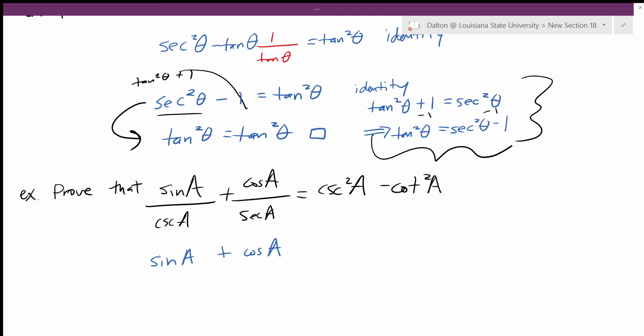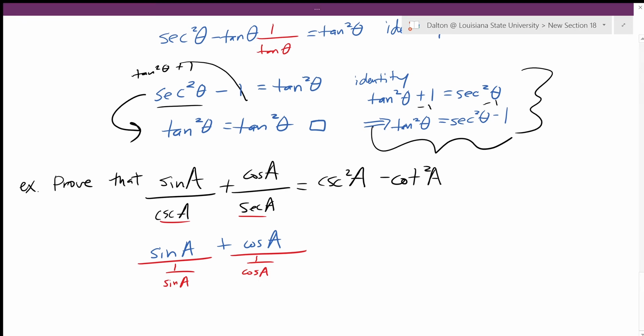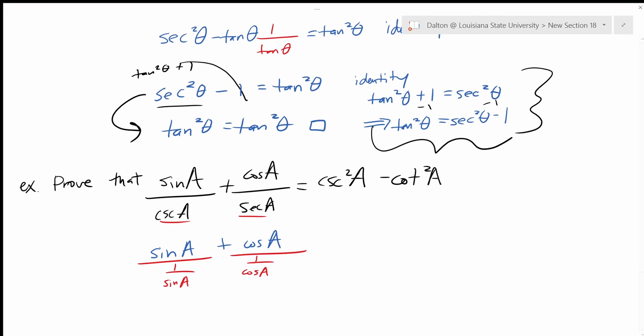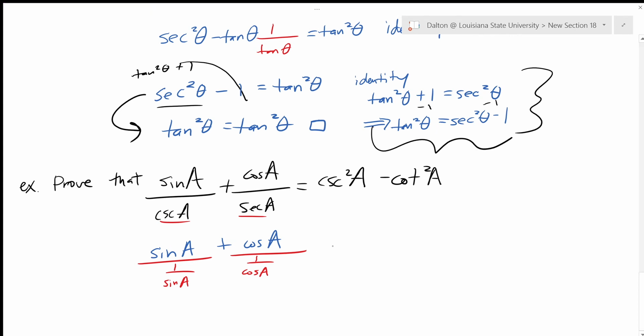So what Tyler's suggesting is if we change cosecant and secant to be 1 over sine A and 1 over cosine of A. Again, the vocabulary says prove that, so I don't need question marks over my equal signs. Cosecant squared A minus cotangent squared A.